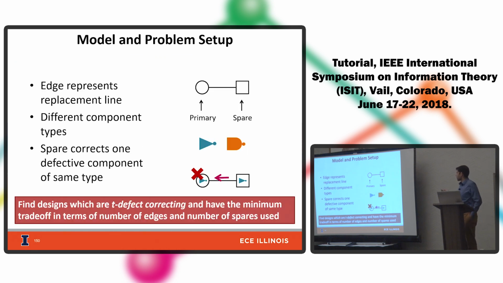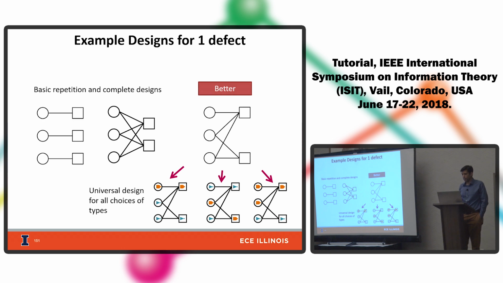Okay, the basic idea, again, is that there are edges that represent a replacement line. There are primaries and spares. A spare can correct one defective component of the same type, but after it's been used, it's done. You want to find designs that are T-defect correcting and have the minimum trade-off in terms of number of edges and number of spares. And you can do basic repetition, so one spare for every original, which is quite inefficient, right? You have double the number of components now. You can have complete designs, again, fairly inefficient, but now you can perhaps use some coding schemes, essentially. So now you have a universal design for all types of choices.